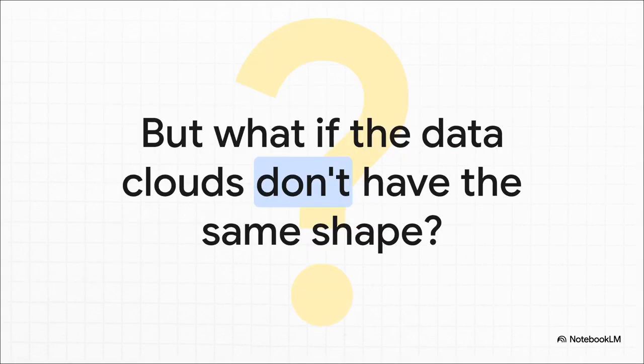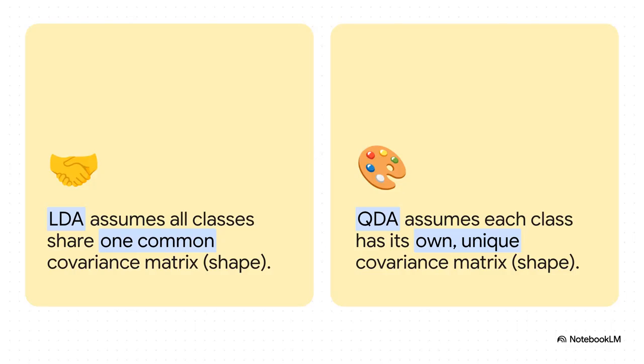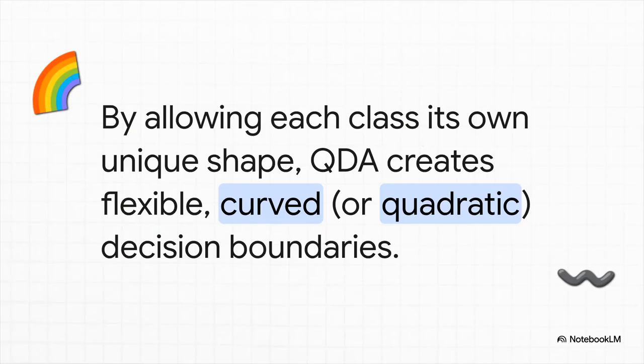Okay, great. But in the real world, what if the data clouds don't have the same shape? Well, for that, we turn to something a bit more flexible: quadratic discriminant analysis, or QDA. The only difference between LDA and QDA is just one single assumption. It's a big one, though. By letting each class have its own shape, QDA can now draw these really flexible, curved boundaries.